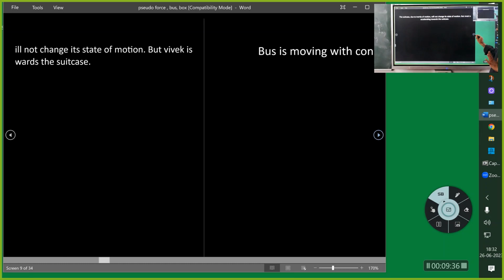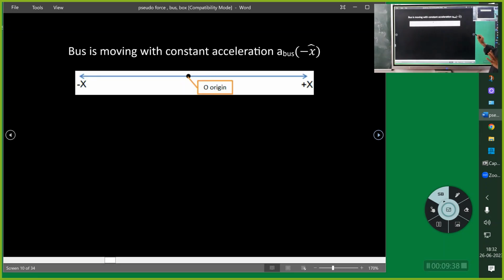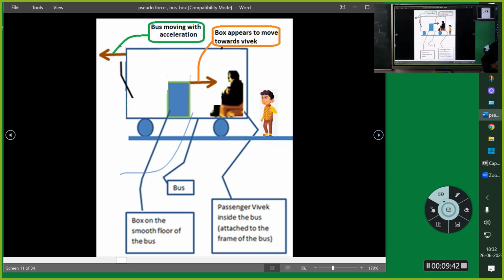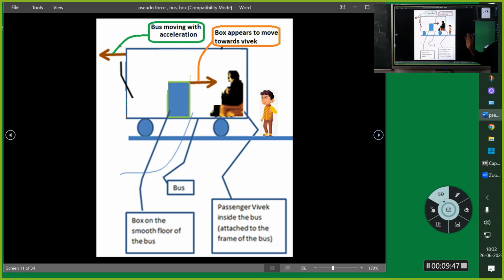Suitcase is coming towards him, isn't it? Right? So Vivek will feel the suitcase is coming towards him. The person on the road knows that Vivek and the bus are accelerating. Yes. And Vivek is moving towards the suitcase. But Vivek is inside the bus, so he will feel the suitcase is coming towards him.